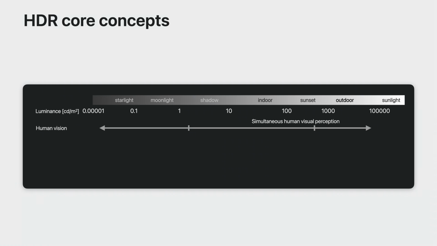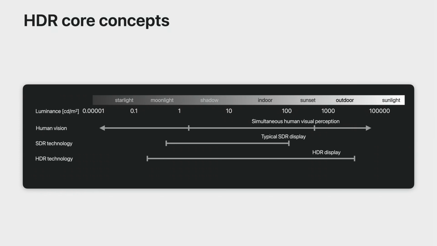In the physical world, humans can perceive an enormous range of light levels thanks to our eyes' ability to adapt. In contrast, a typical standard dynamic range, or SDR display, can only produce a limited range of light. This means that when an image of a scene is captured, the wide range of light levels has to be somehow compressed into the smaller SDR range. With a high dynamic range, or HDR display, you can show a much greater range of light levels without having to compress them.